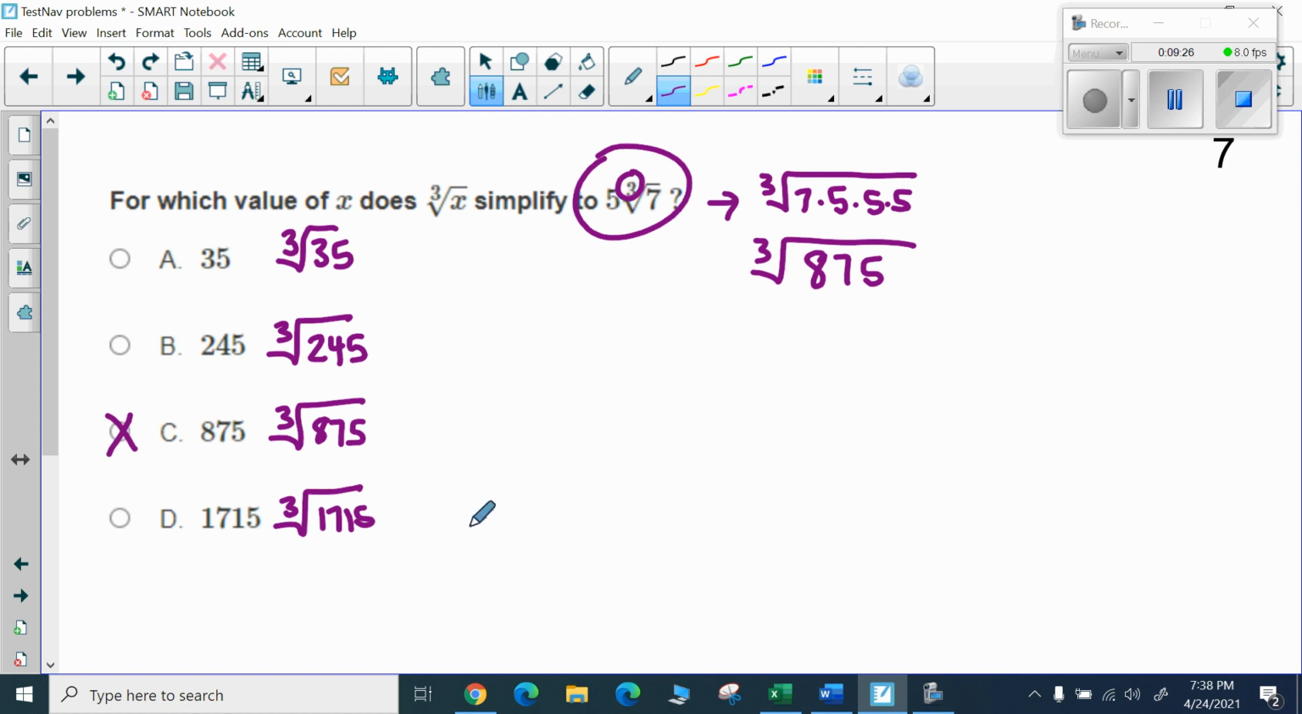Again, if this makes no sense to you whatsoever, you need to go to the SOL info page and you need to look at the document called Simplifying Radicals. I explain it all step by step, okay?